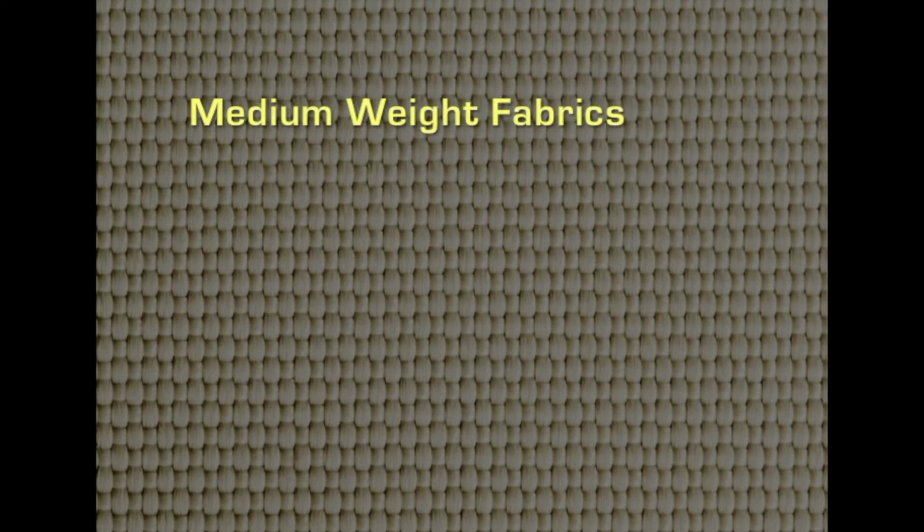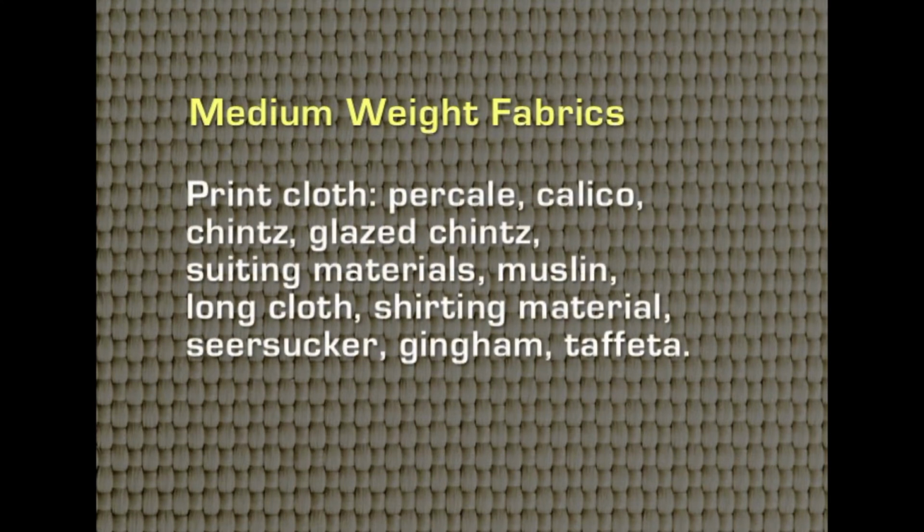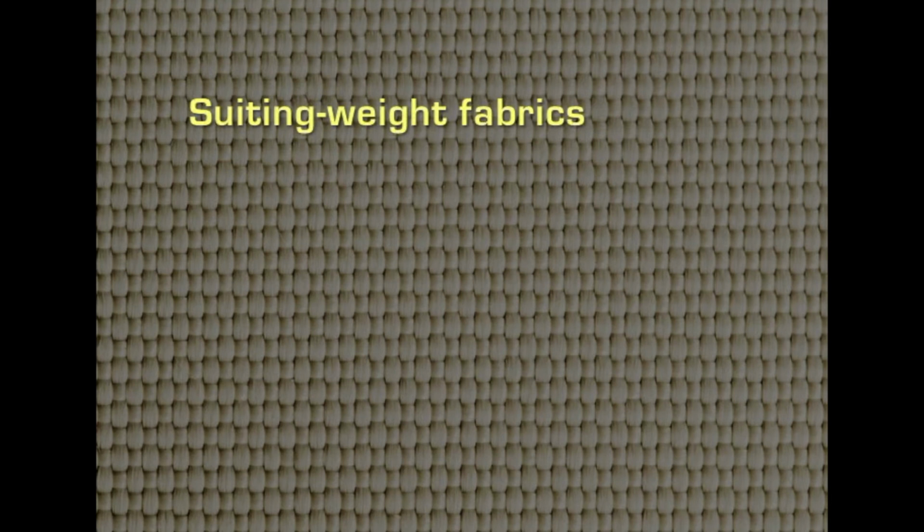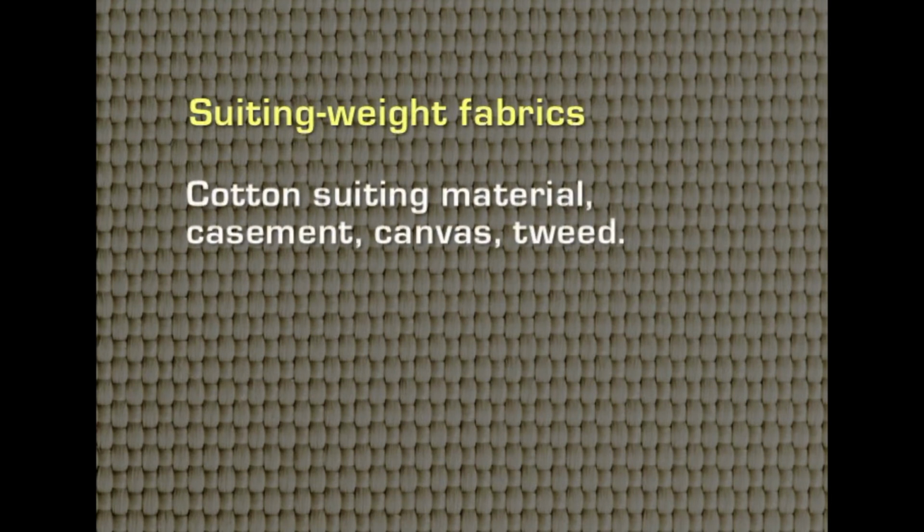And if you take the medium weight fabrics, the ones used for print cloth, we have percale, calico, chintz, glazed chintz, suiting materials, muslin, long cloth, shirting material, seersucker, gingham and taffeta. These are the materials having medium weight. And when we take the suiting weight fabrics, that means heavy fabrics, we find cotton suiting material, casement material, and also canvas and tweed and such kinds of materials.